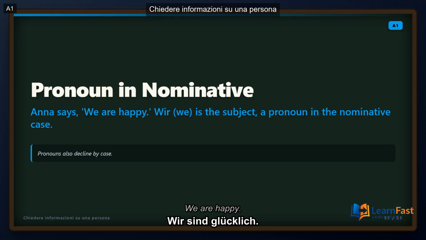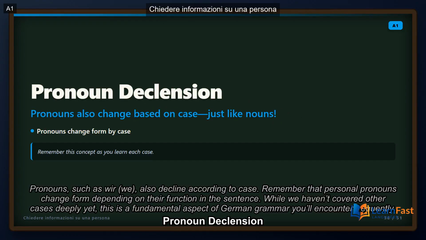Wir sind glücklich. Pronouns, such as wir, we, also decline according to case. Remember that personal pronouns change form depending on their function in the sentence. While we haven't covered other cases deeply yet, this is a fundamental aspect of German grammar you'll encounter frequently.